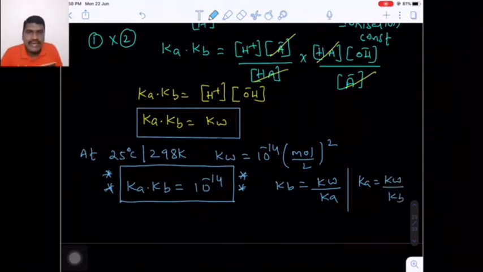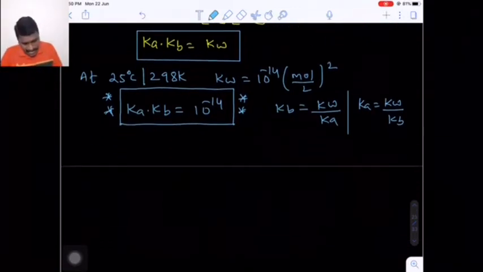Kw by default, if the temperature is not mentioned, we have to consider the room temperature. Remember once again, if the temperature is not mentioned, this is obviously room temperature. By default, we have to take the Kw value 10 raised to minus 14. Otherwise, in the question, Kw should be mentioned at a particular given temperature.